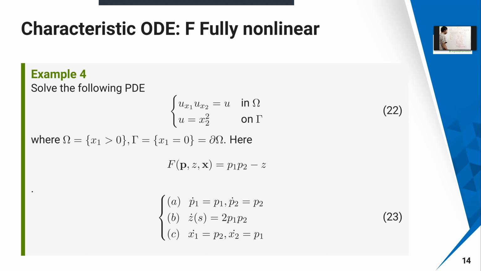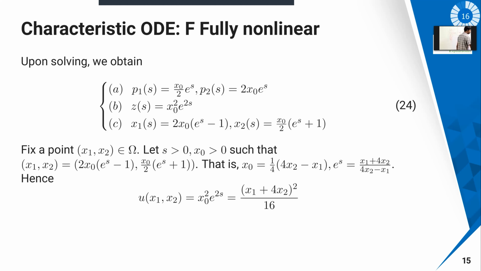Now, you have to solve this problem: P dot S equal to P, Q dot S equal to Q, Z dot of S equal to PQ, and X dot equal to Q, and Y dot equal to P. If I solve this one, this is going to imply that P of S is going to become like some log x2.